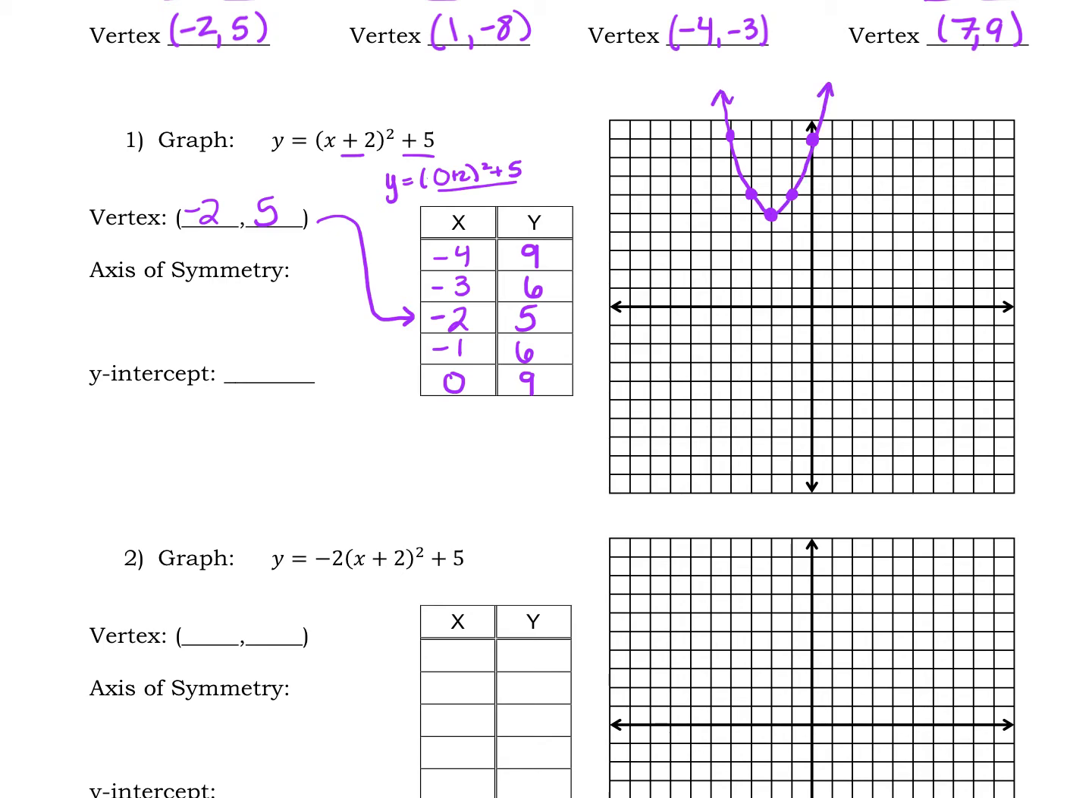Now there's a few more things we have to talk about. My axis of symmetry is always the line that makes my graph symmetrical, and it's always going to be the same as the x of the vertex. My axis of symmetry will be right here at x equals -2. My y-intercept will always be when my x is equal to 0. So I would plug in 0 into my equation, and I would get 9. Which actually I can see I also plotted on my graph right here.